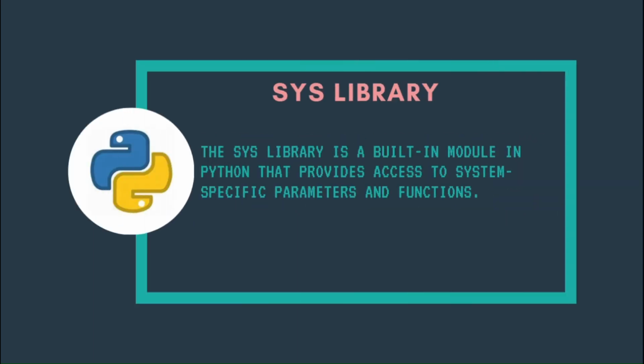The sys library is a built-in module in Python that provides access to system-specific parameters and functions. It allows you to interact with various aspects of the Python runtime environment and the operating system. We will use the command line argument feature of this library in VS Code.